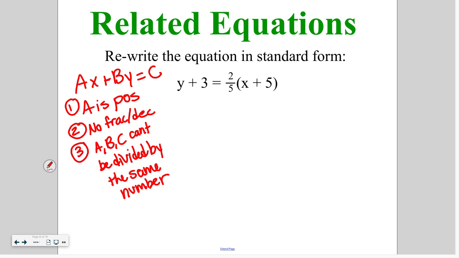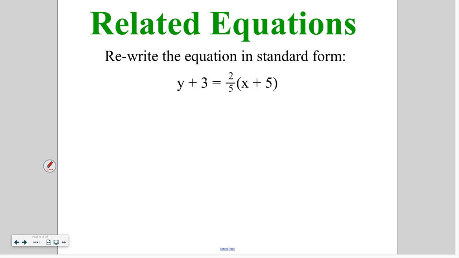All right, so those are your quick reminders of what it means to be in standard form. I'm going to go ahead and erase those so that I have a little bit more space to work. So our goal is to get x and y on the same side. The first thing you're going to want to do is get rid of those parentheses. In order to get rid of the parentheses, we're going to need to use the distributive property. We're going to end up with y plus 3 is equal to 2/5 x plus 2/5 times 5.